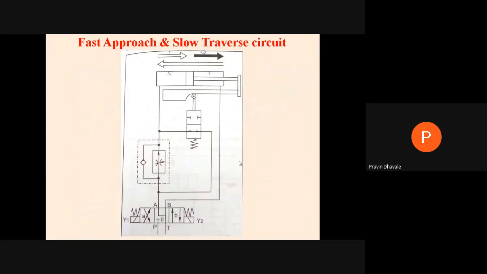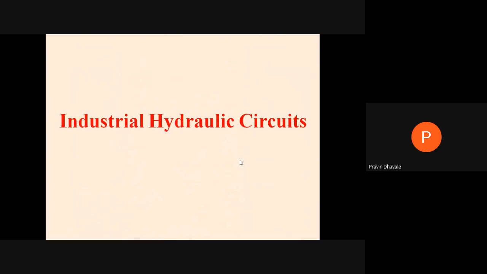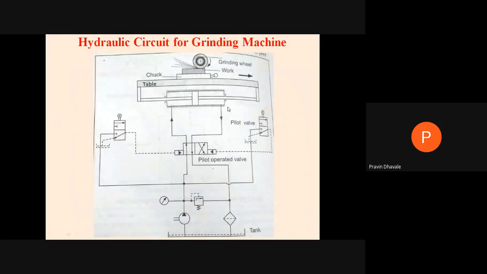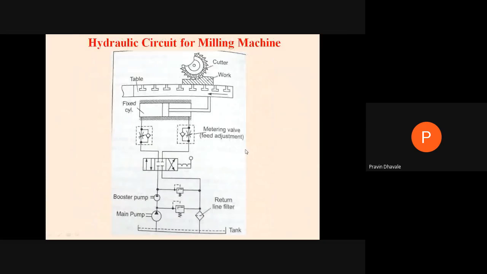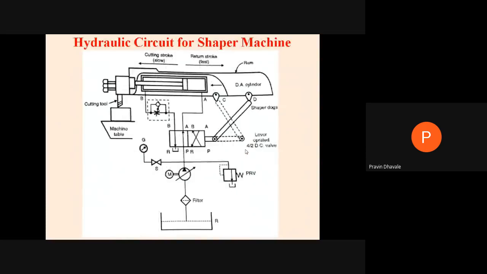There are certain circuits, that is a fast approach and slow transfer circuit. That will be a different hydraulic circuit used for grinding machine. We are using different kinds of direction control valve, pilot valve, hydraulic circuit for milling machine, shaping machine, quick return mechanism, it will be provided over here.